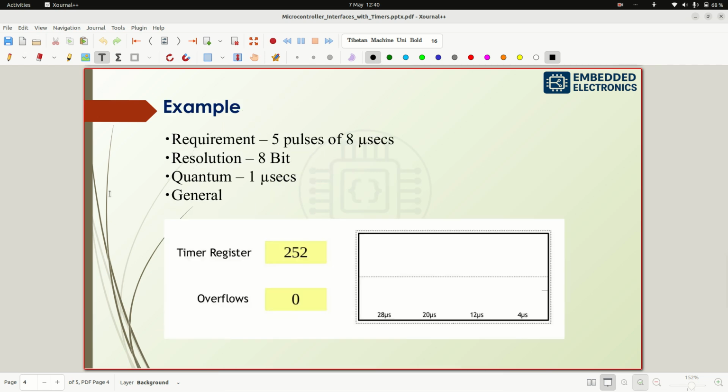Here you can see the requirement: 5 pulses of 8 microseconds, resolution 8-bit, quantum 1 microsecond, and general. In the PIC microcontroller, quantum is 200 nanoseconds. This is a different one, okay. So quantum is nothing but the tick duration. Here it is 1 microsecond. So what we need to do is generate 5 pulses.